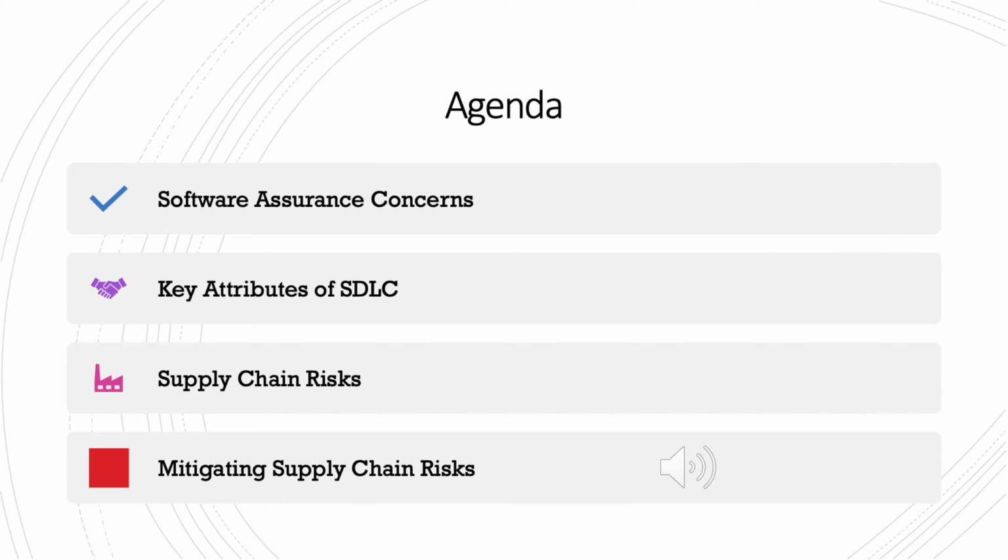In this presentation, we will cover these four main areas: software assurance concerns, system development lifecycle and key attributes of specific methodologies, supply chain risks, and mitigation of those risks in the supply chain.